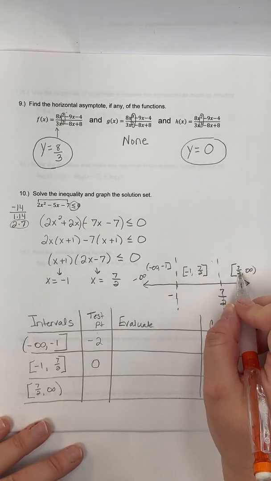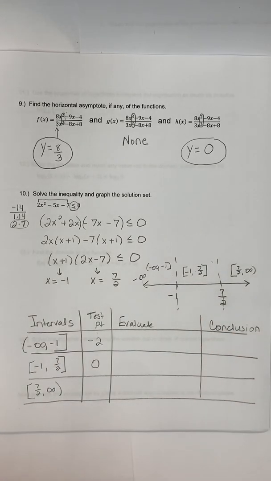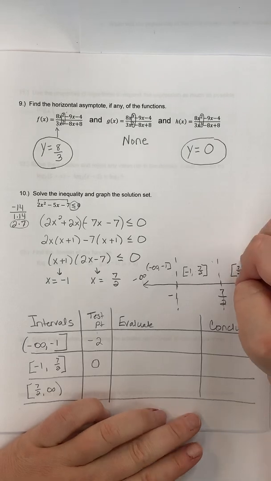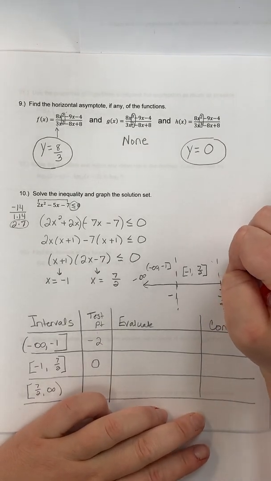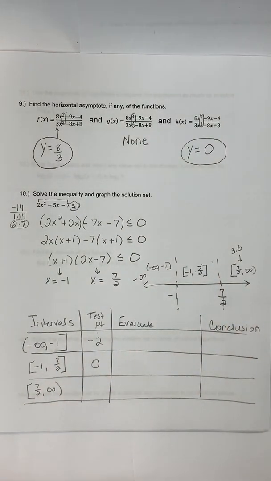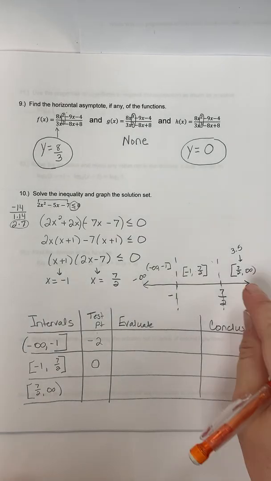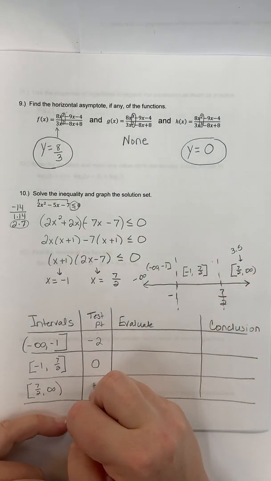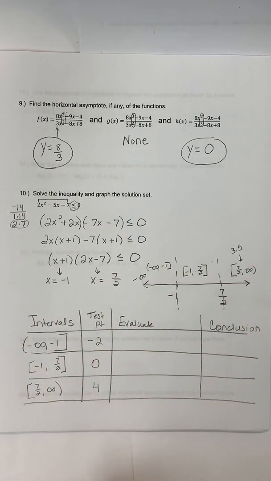Now this one can be confusing because what in the world is 7/2? Can I just say +2 or +3? Well, not really. 7/2 is actually 3.5. So you want to be bigger than 3.5. So I'm going to say 4. Okay. All right, now we're going to evaluate.